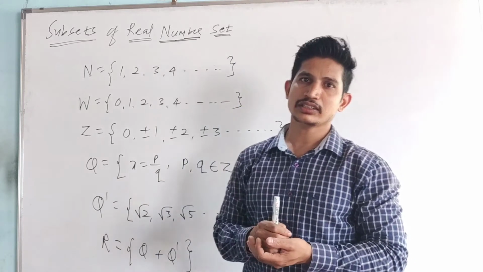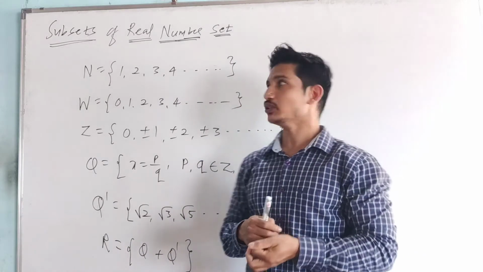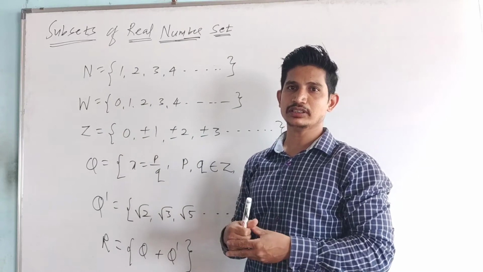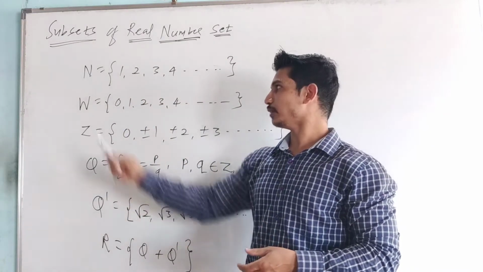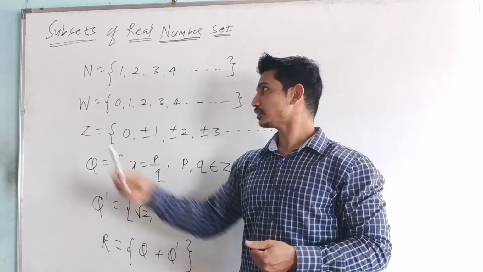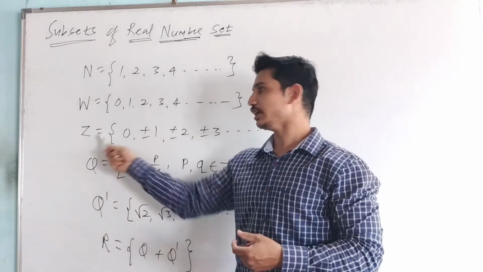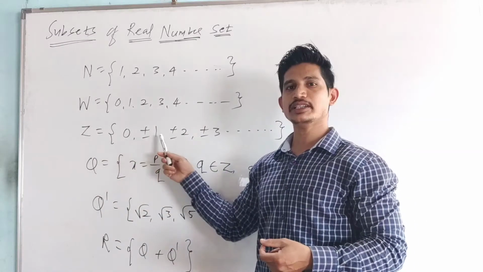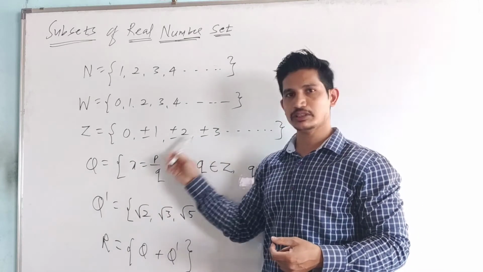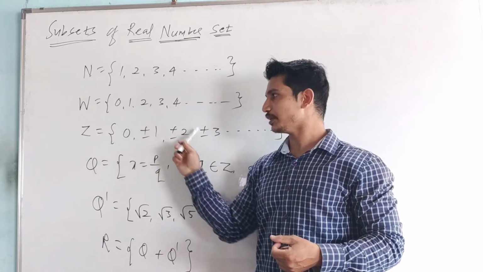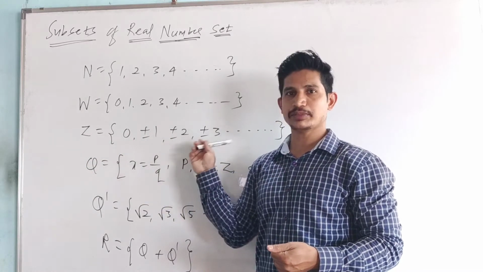Before that, in the previous classes I told you about the number system. So what is the number system? Natural numbers have only positive numbers 1, 2, 3, 4, 5. Then W is called whole numbers, which start from 0, 1, 2, 3, 4, 5 and so on. Next is integers: 0, plus or minus 1, plus or minus 2, and so on. All the positive numbers, all the negative numbers and 0 come in the integers.